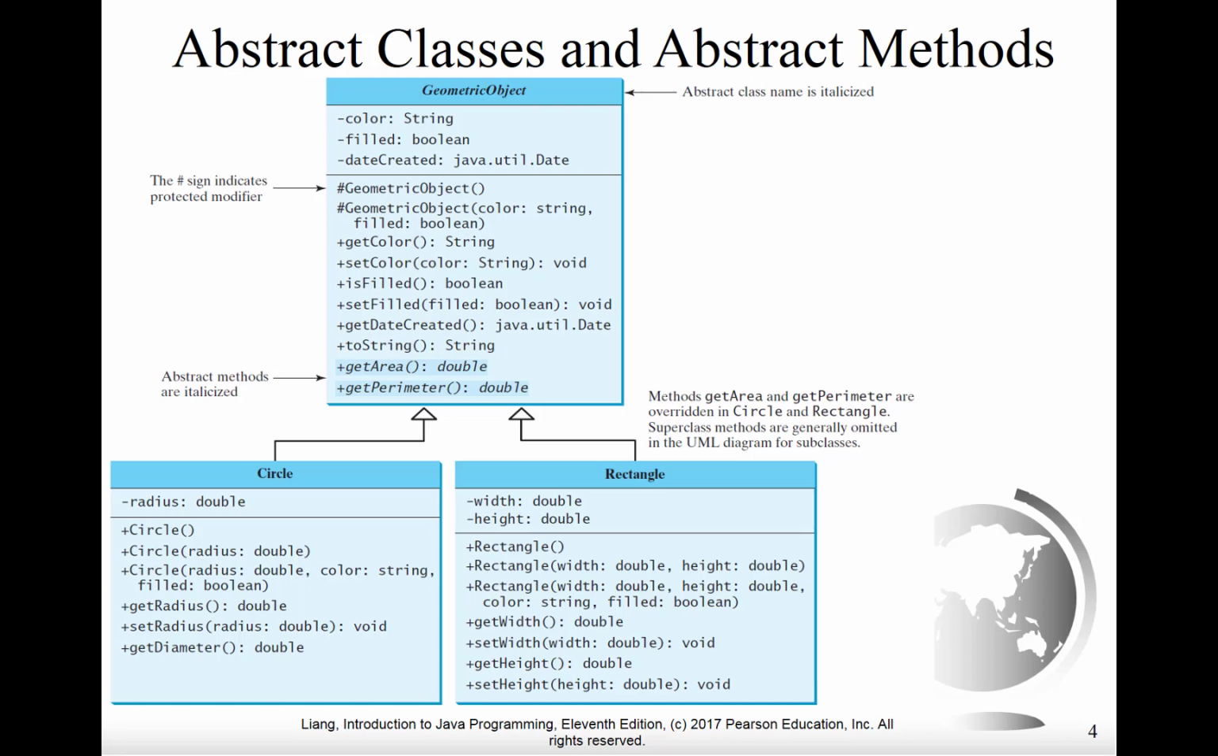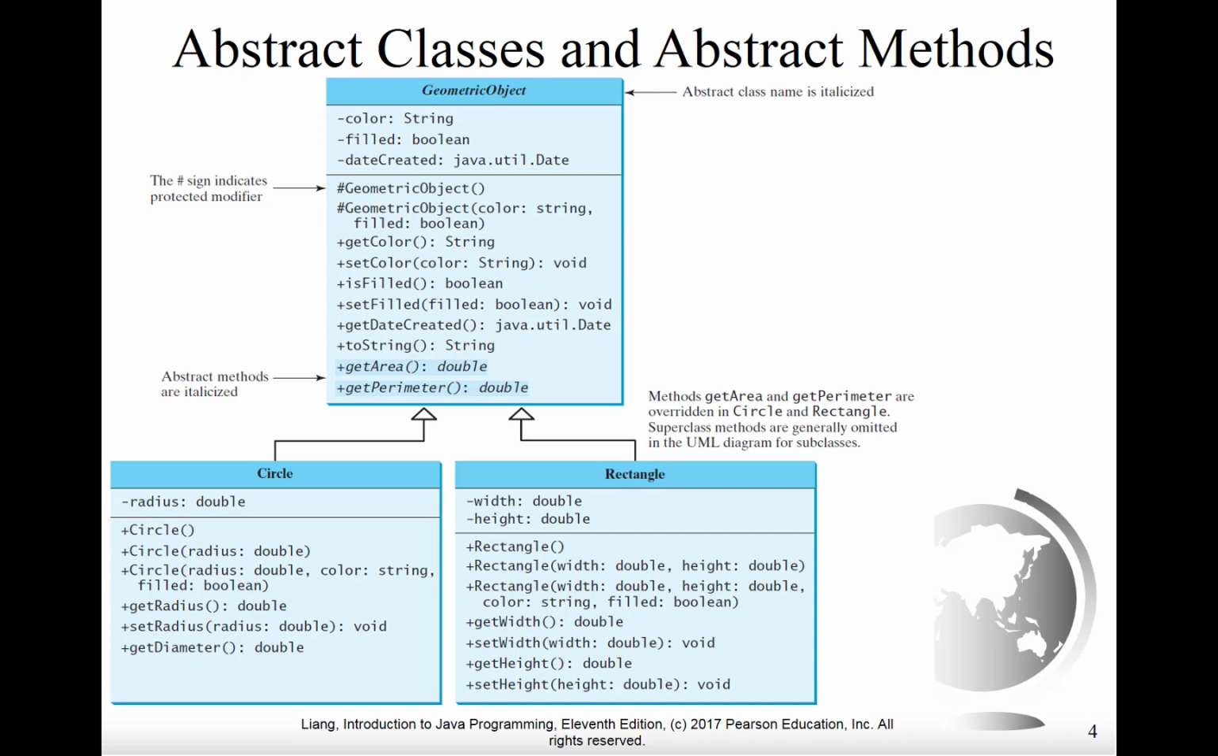That means that once we've made those two methods at the bottom abstract, we're no longer able to make objects of geometric object. And furthermore, when we extend this abstract class into the concrete class of circle or rectangle, we're obliged to make getArea and getPerimeter, that is these two abstract methods, into concrete methods. In other words, we need to provide an implementation for both of these.